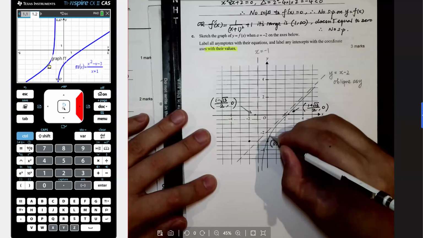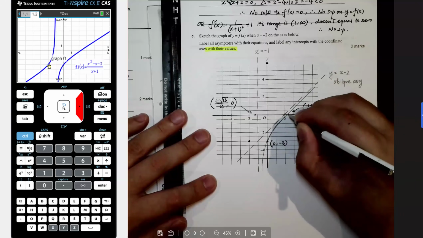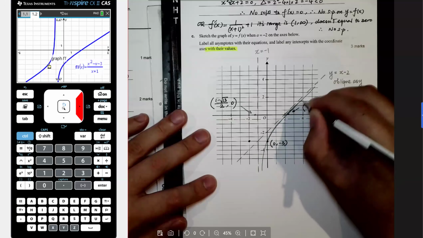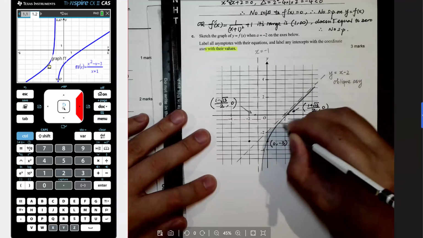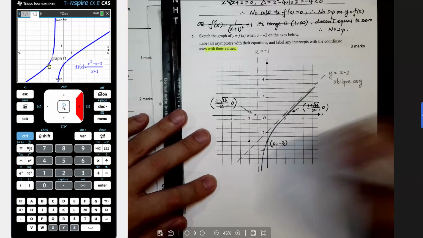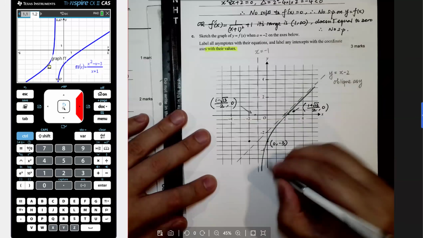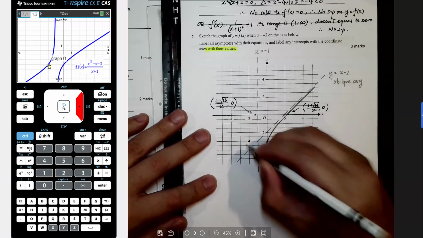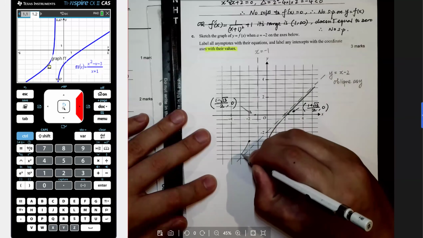Show some really good asymptotic behavior, okay? Show some really good asymptotic behavior. Okay, that's one branch. This one.